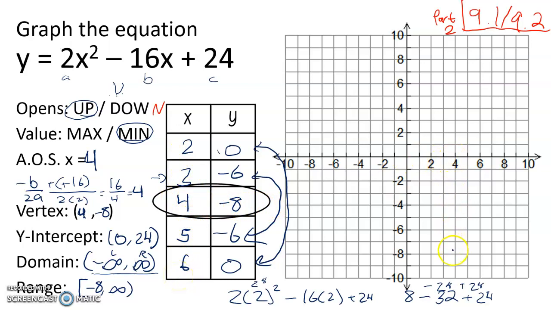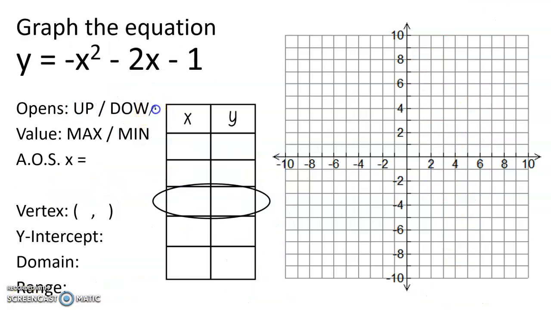I'll do 4, negative 8. That goes right here. 6 and 0, 2 and 0, 3 and negative 6, and then 5 and negative 6. And it'll look something like that. All right?